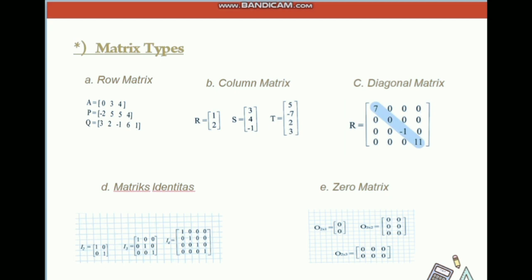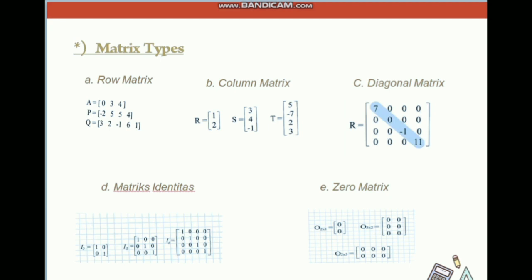B. Column matrix. In contrast to the row matrix, a column matrix is a matrix consisting of one column. For example, matrix R, matrix S, and matrix T consist of one column and several rows. Therefore, the matrix orders are R 2 times 1, S 3 times 1, and T 4 times 1.